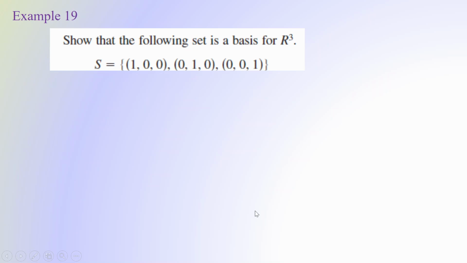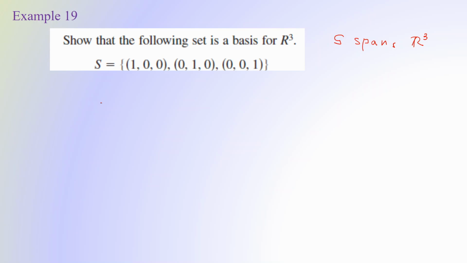Okay, now look at this example. Show that the following set is a basis for R3. In R3, we know that a vector contains three components. Now we consider a set containing the vectors (1, 0, 0), (0, 1, 0), and (0, 0, 1). First of all, we have to prove that S spans R3.